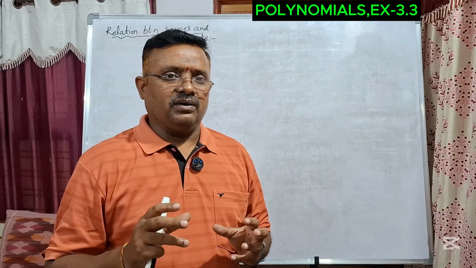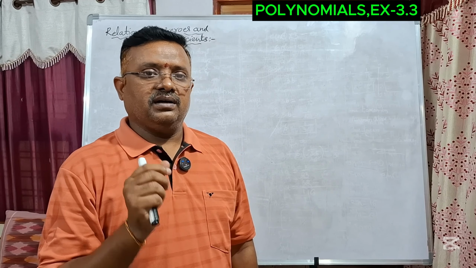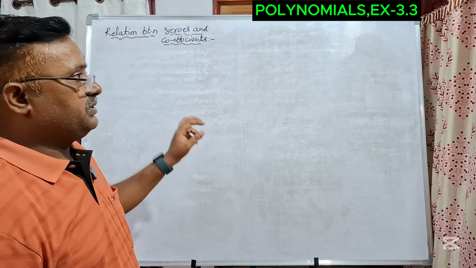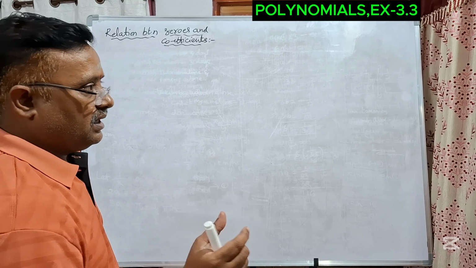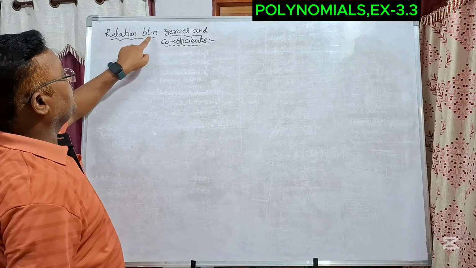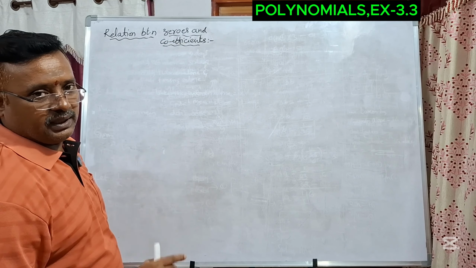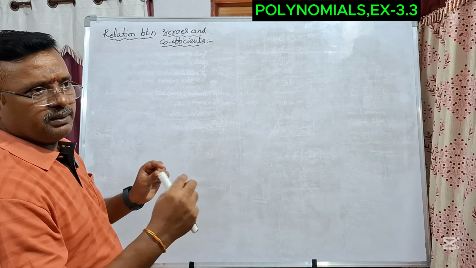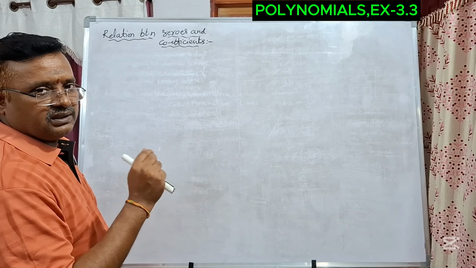Today, we are going to discuss one of the easiest and most important topics from the third chapter, polynomials, which comes from exercise 3.3. The concept is based on the relation between zeros and coefficients of the polynomials. This concept is very easy to understand, a very simple point, important for bits and 2 marks. Okay, so listen to this one.